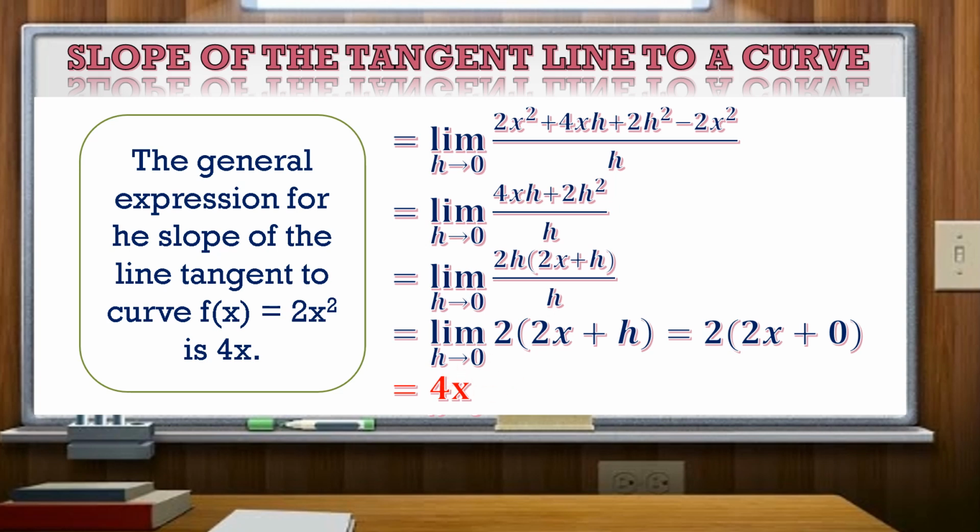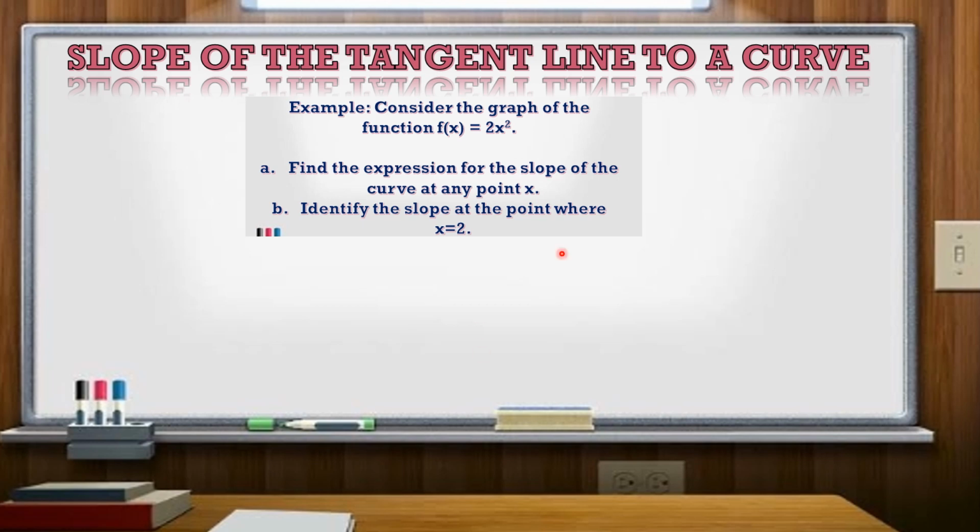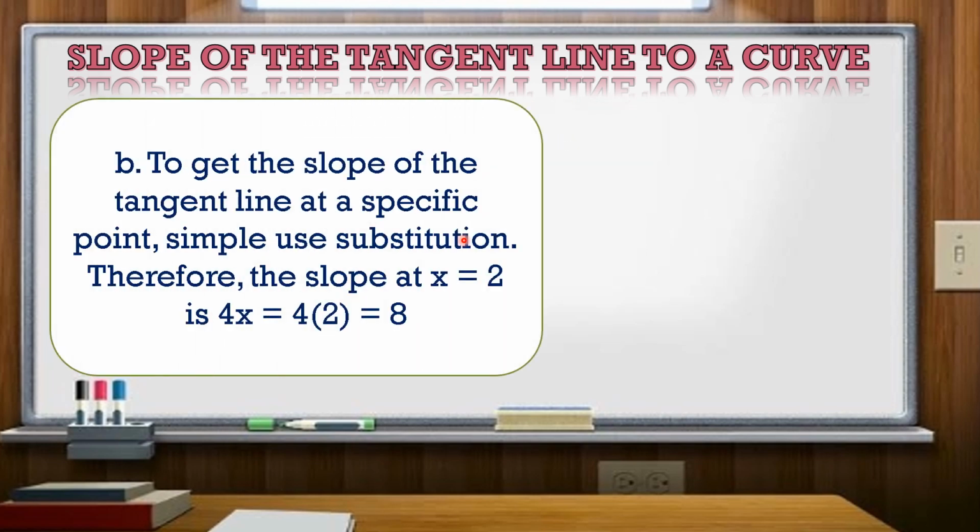That is 4x. Next question, we need to identify the slope at the point na kung saan yung x po natin is equal to 2. Gagamitin ulit natin yung nakuha nating slope kanina, which is your 4x. So para makuha yung slope ng function ulit natin at x is equal to 2, isubstitute lang po natin sa nakuha nating slope kanina sa letter A. That is 4x. So 2, yung magiging value ng x natin dito. So 4 times 2, that is 8. Therefore, this slope of the tangent line at a specific point is 8.